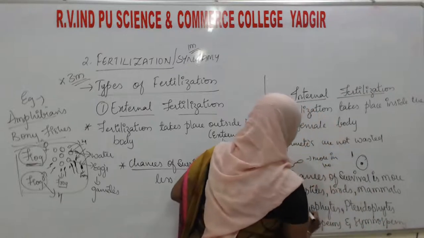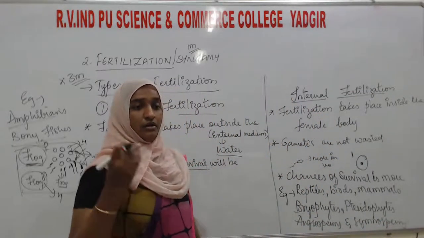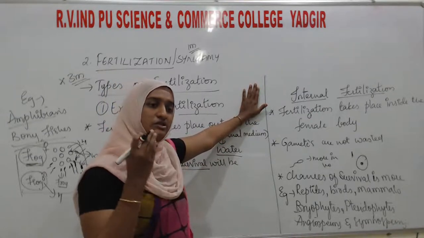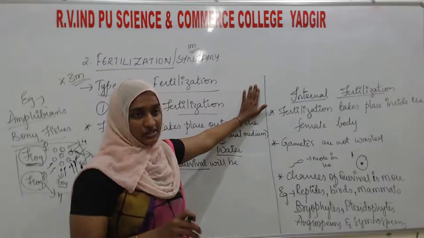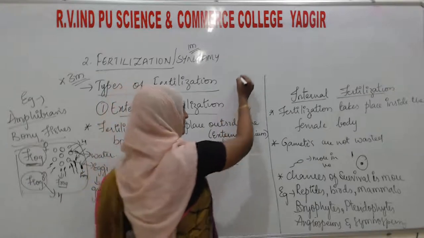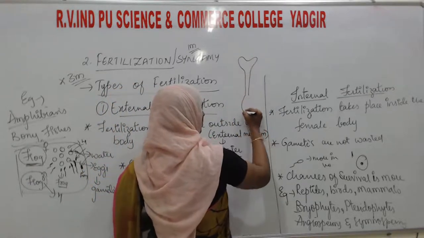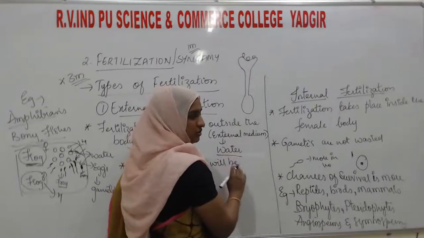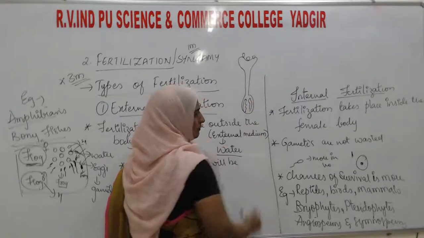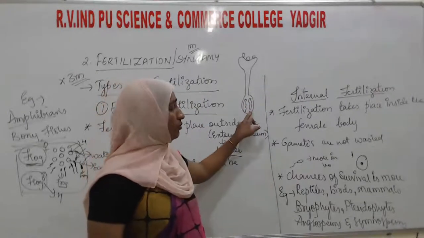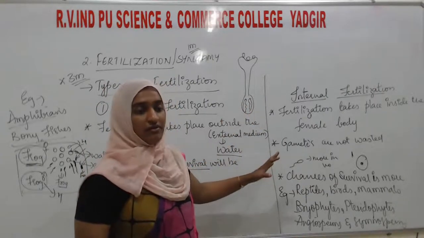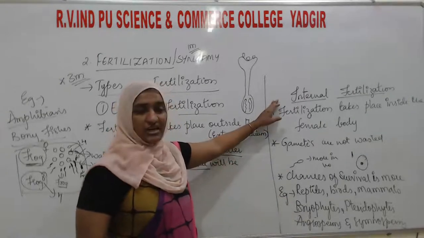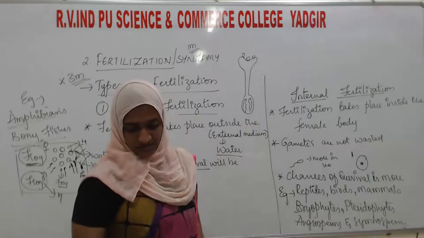Here also, in all these classes of plants, fertilization will be internal, as you have already studied. Fertilization is going to take place inside the female reproductive structure. What is that female reproductive structure? Here, stigma, style, and ovary. The pollen grains are going to be deposited, but not the ovules. Ovules will be located inside the ovary. The chances of survival will be more, not only in flowering plants, but in all the other plants. So in all these classes of plants, internal fertilization will take place.